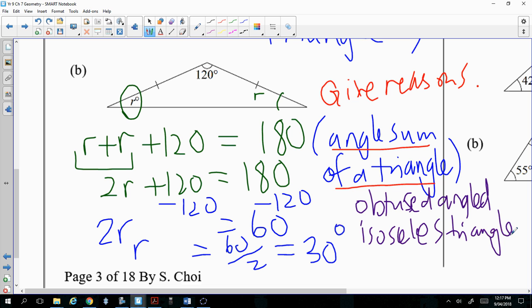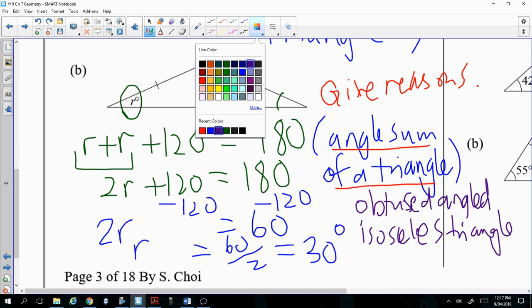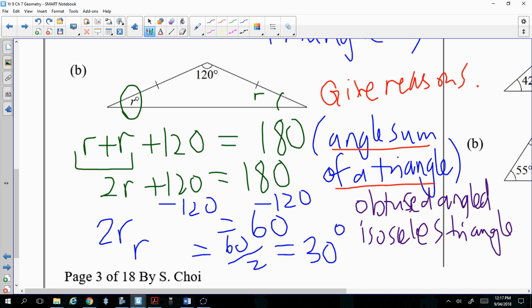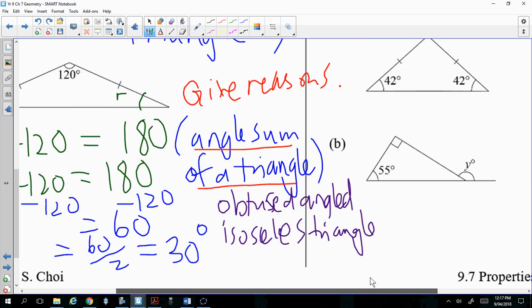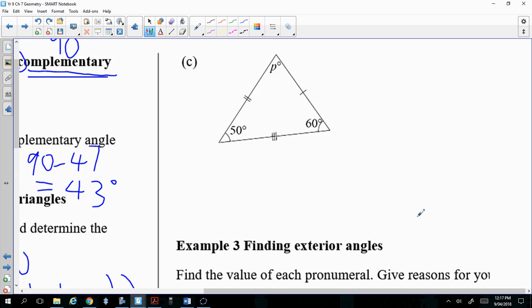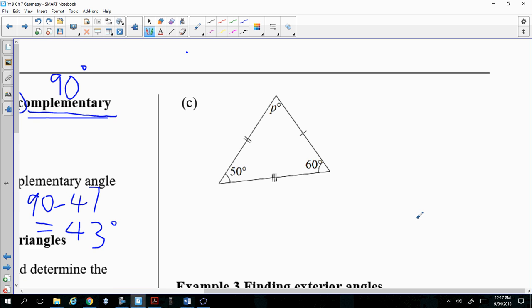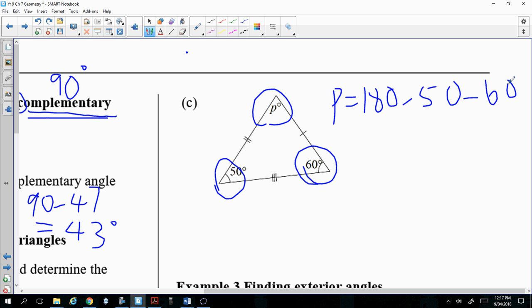Okay, let's do the last one on this triangle. How do I find P? They must add up to 180. So you write P equal to 180 minus 50 minus 60. Work out what it is and give a reason: angle sum of a triangle.